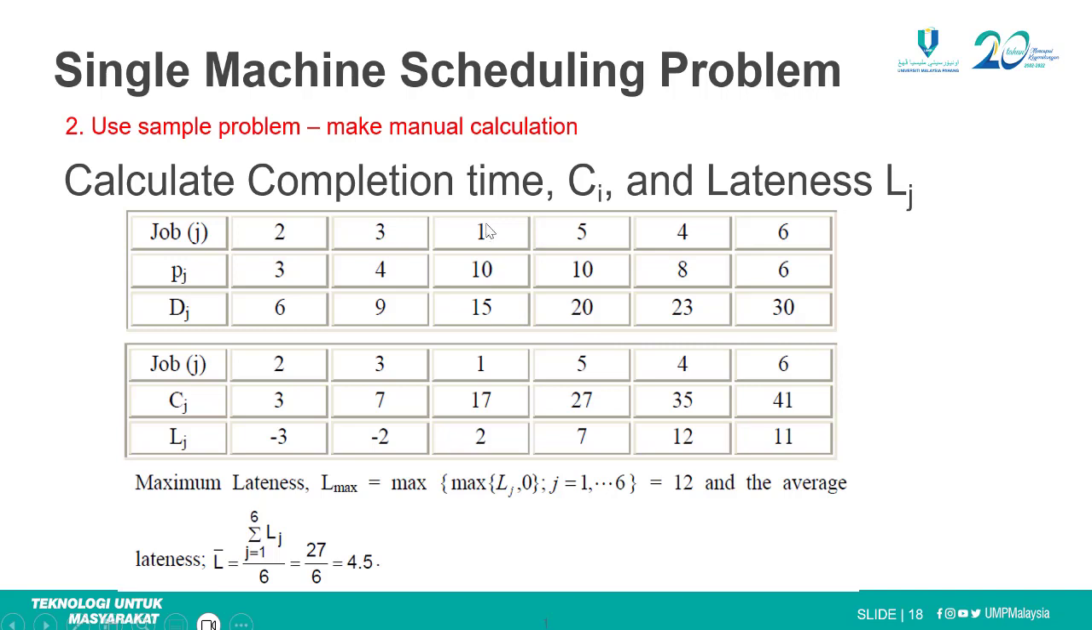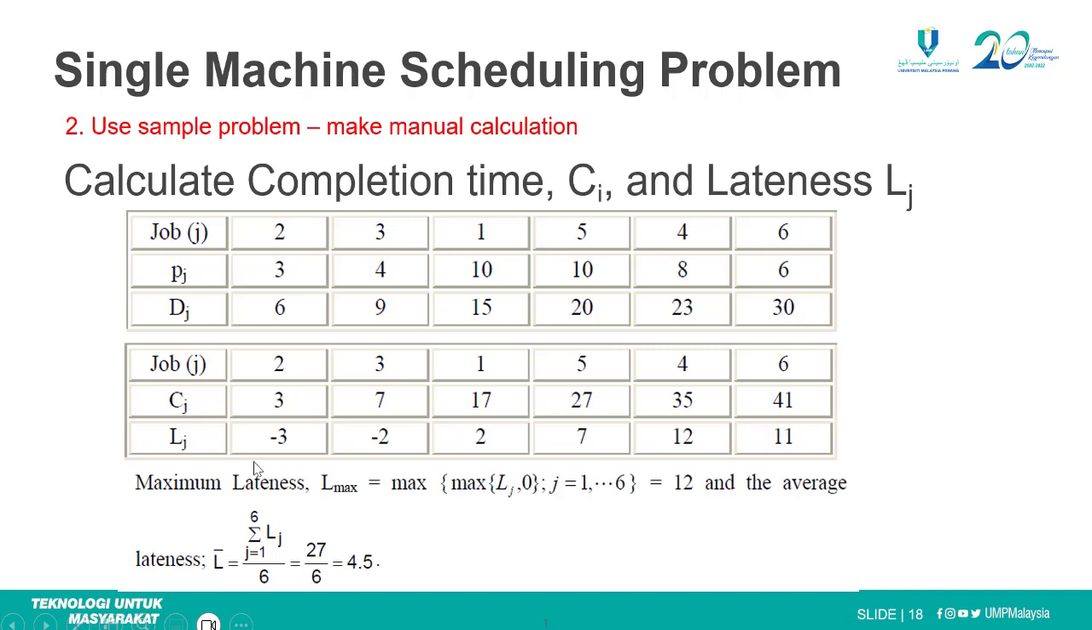For job number 1, the third one, it has been completed at the 17th hour, but it must be delivered at the 15th hour. So 17 minus 15 is equal to 2. So job number 1 is already 2 hours late from the due date. The same goes for job 5, 7 hours late, job number 4, 12 hours late, and job number 6, 11 hours late.